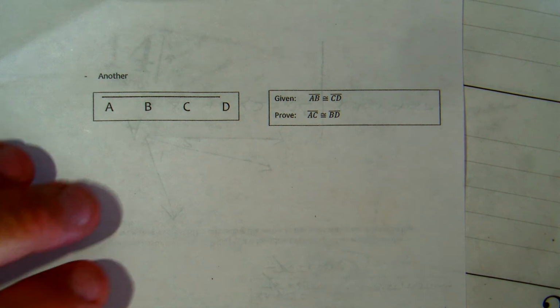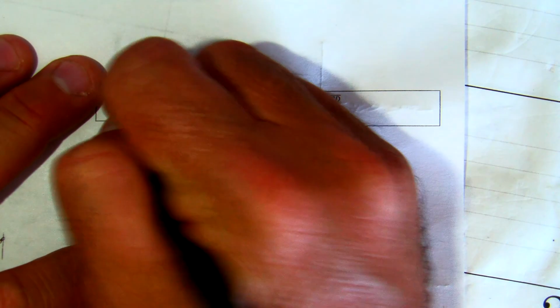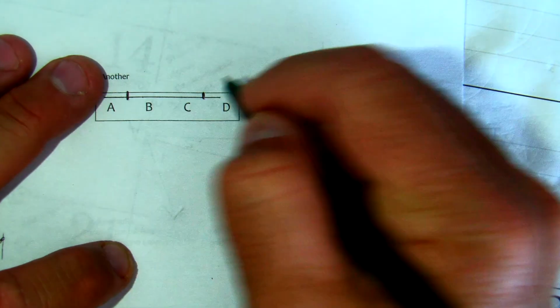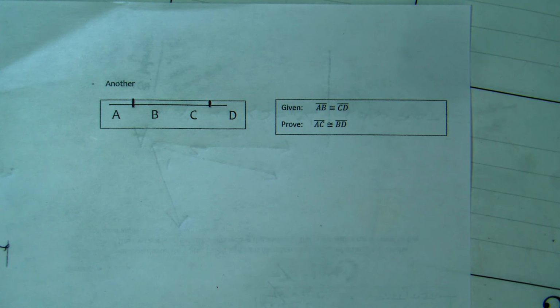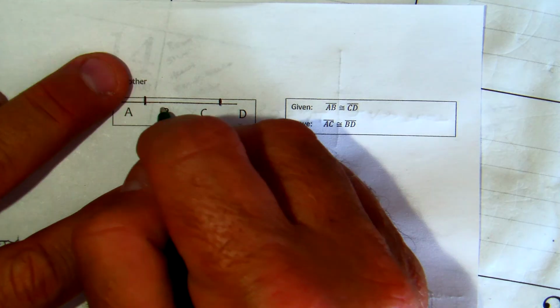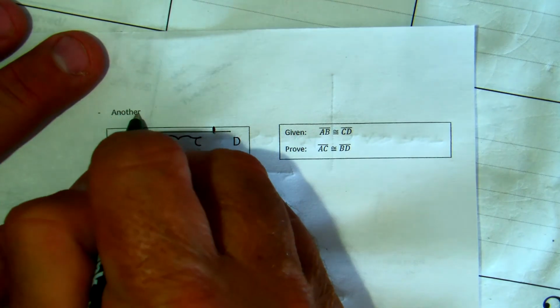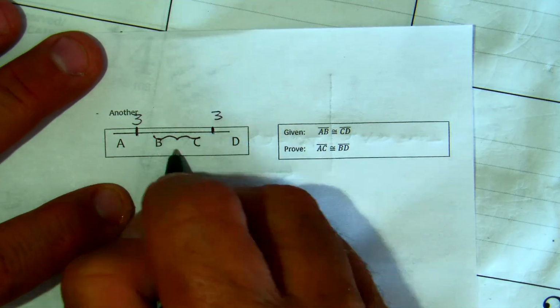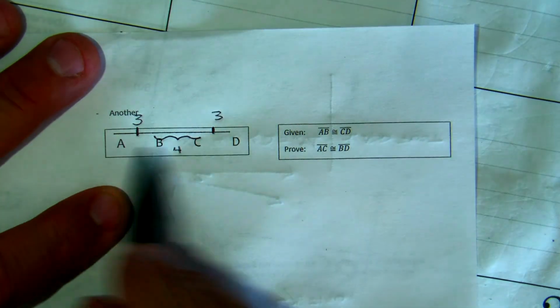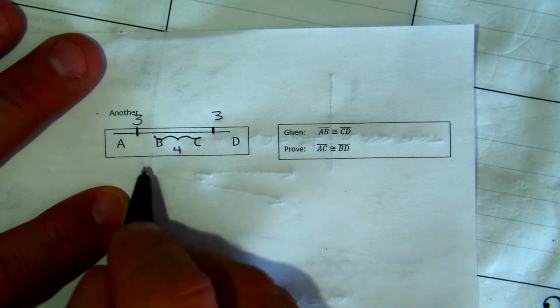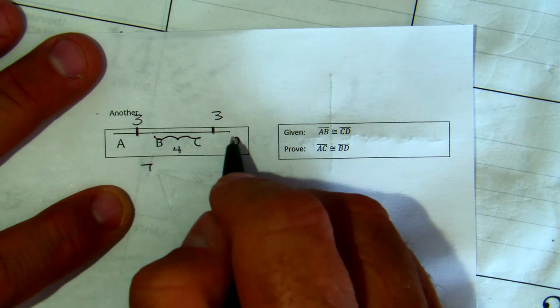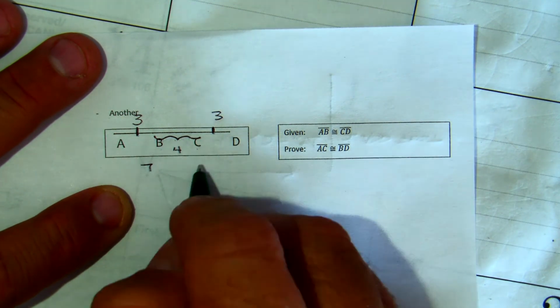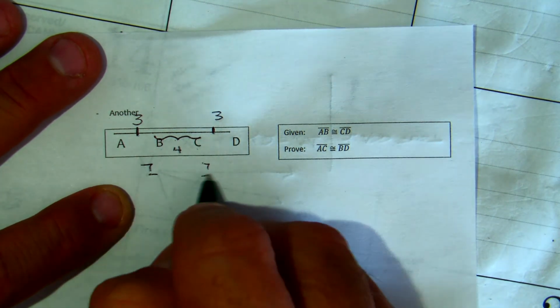A very similar problem. It says AB is congruent to CD. Prove AC is congruent to BD. Now, you're not going to do this every time, but let's use some numbers to help validate. So that's 3 and that's 3, and let's say that's 4. AC would be 3 plus 4, which is 7. DB would be 3 plus 4, which is 7, and you notice they're exactly the same.